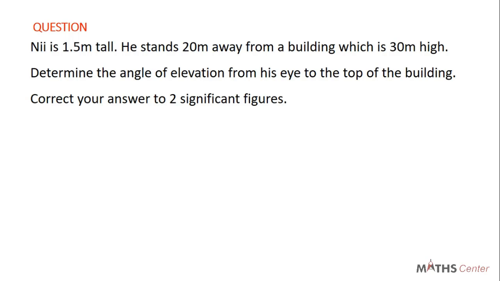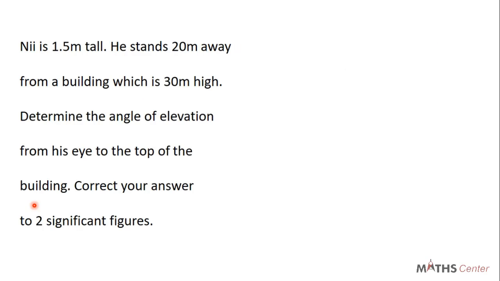Ni is 1.5 meters tall. He stands 20 meters away from a building which is 30 meters high. Determine the angle of elevation from his eyes to the top of the building. Correct your answer to two significant figures. Once again, a diagram was not given to us in this question, so we have to draw our own diagram.